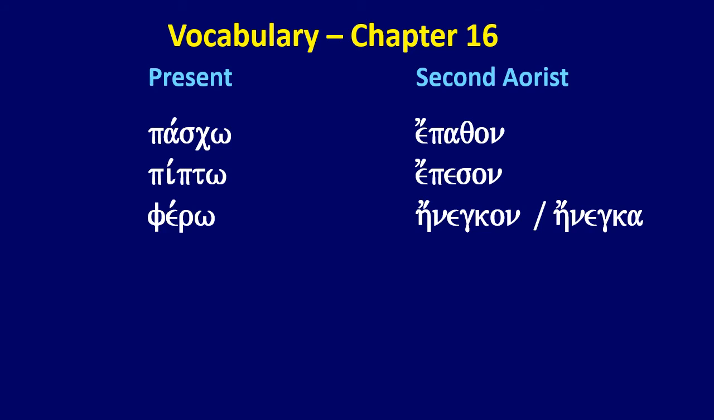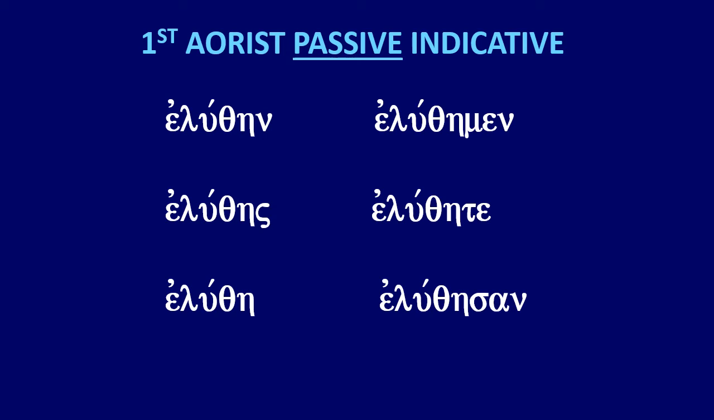enegkon, which is the second aorist spelling, and enegka, which is the first aorist spelling. In either case, it's translated or understood as I bore or brought, but this is a rare instance of a verb where you can have two different types of spelling for the aorist tense, either first or second aorist. Now, so far we have covered the first and second aorist active and middle voice indicative mood verb forms.